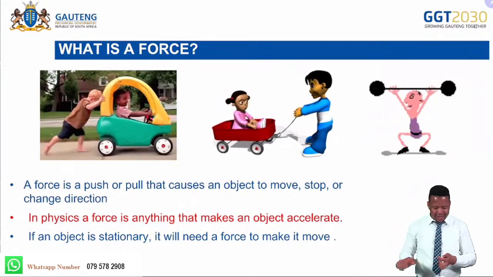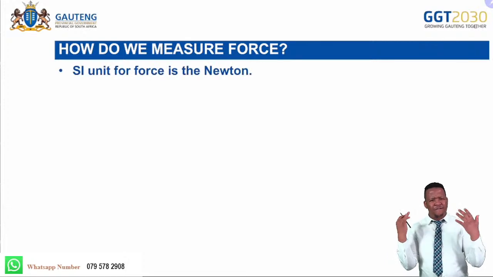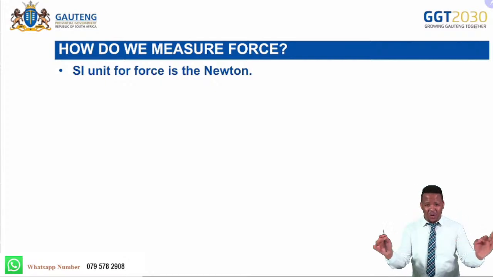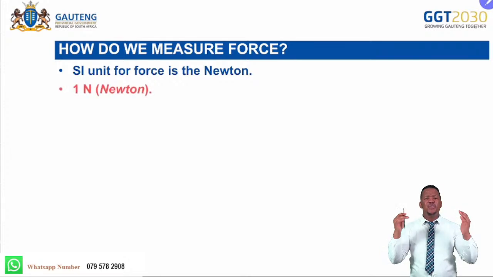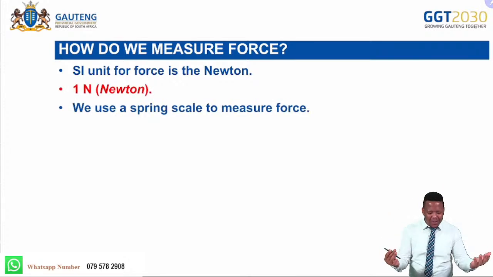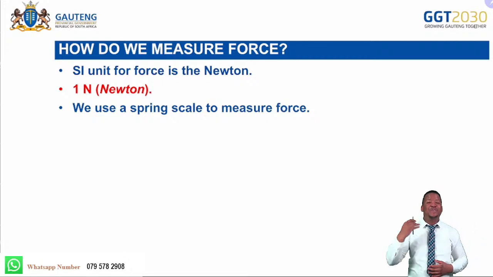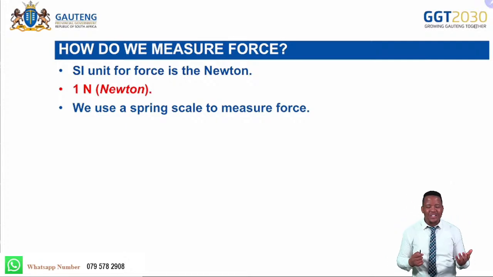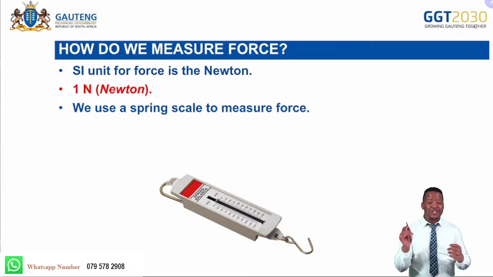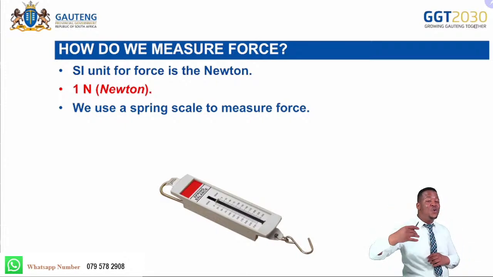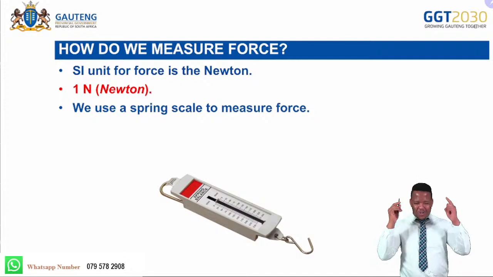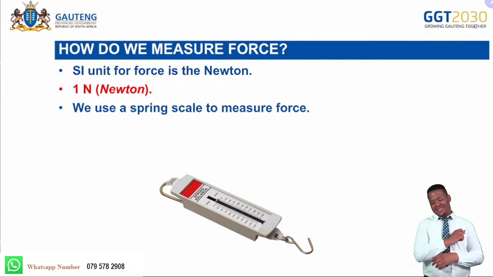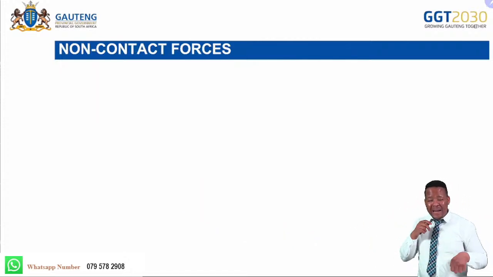All right. So how do we measure a force, right? The SI unit for force is always the newton, right? Capital letter N, Newton. 1 Newton is a force, right? We use a spring scale to measure a force. There is our spring scale that we use to measure a force. So a force is measured in newtons, okay? Whenever you think about newtons, it is a unit of measurement of force.